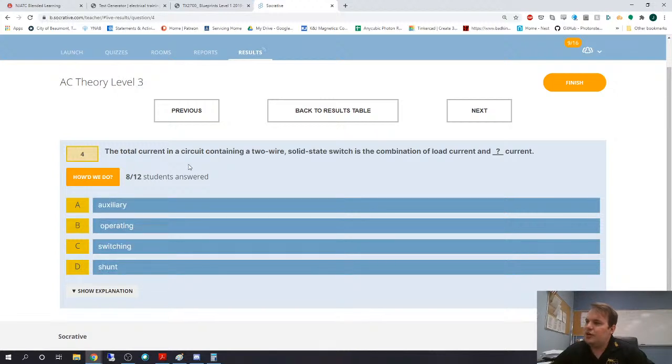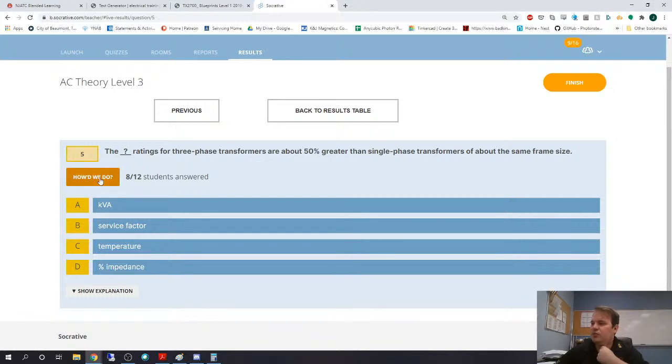The total current in a circuit containing a 2-wire solid state switch. A 2-wire solid state switch is like a smart switch that goes in line but doesn't have a neutral. You just connect the hot and the switch leg, and it's going to use some amount of amperage, some amount of power for it to work. So it's going to add to your total circuit load. So it'll be the load current and its operating current.